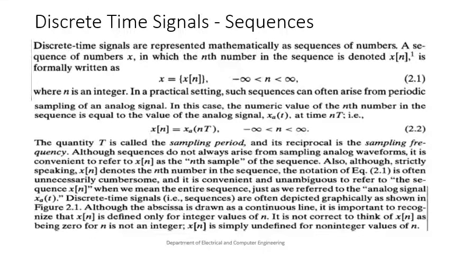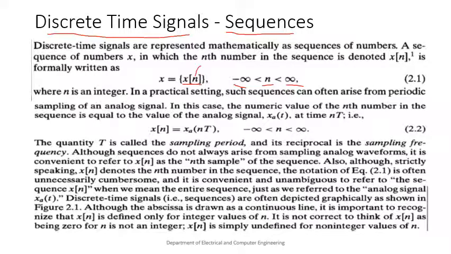Okay, so in this slide we will talk about the mathematical representation of discrete time signals. We also call them sequences. Discrete time signals are represented mathematically as a sequence of numbers. This n is the sequence number, which goes from minus infinity to infinity. So this represents x of n.